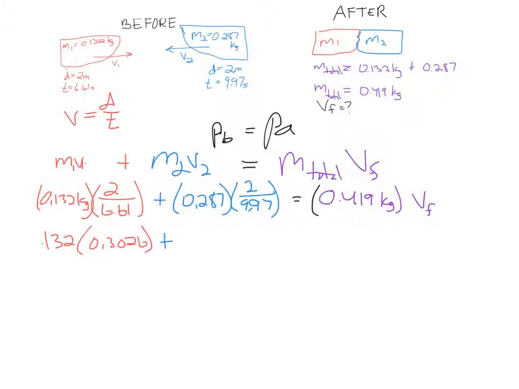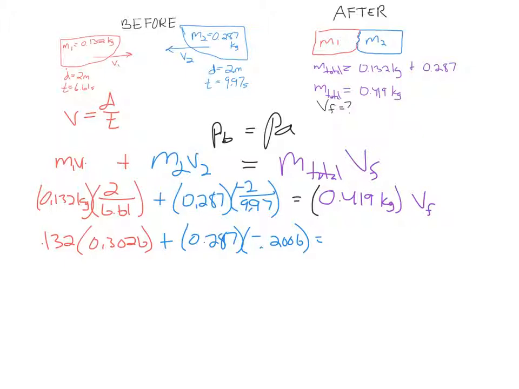And then I have the blue boat, which has a mass of 0.287. And now this blue boat's going to the left, so this is going to need to be a negative 0.2006 meters per second, approximately. It's going to the left, and I got to keep track of that. And the right side hasn't changed, so I'm going to move on from that.